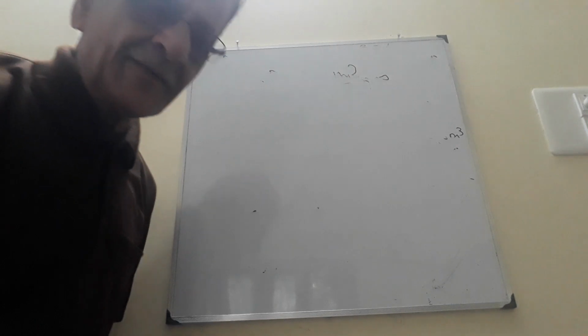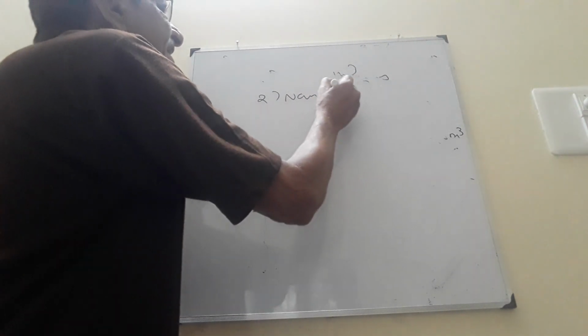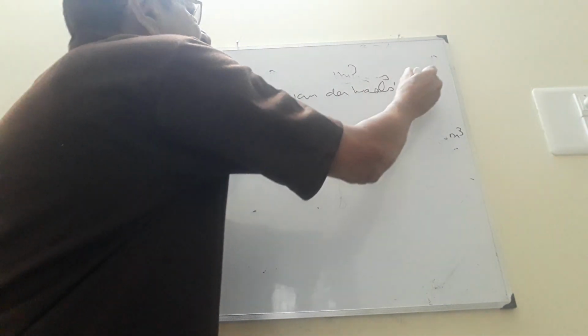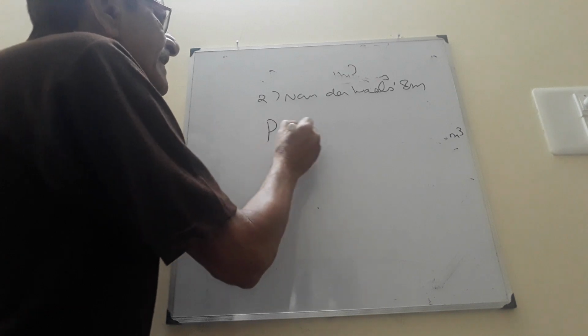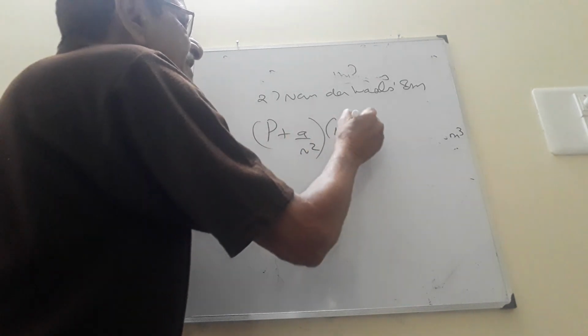Second is the Van der Waals equation. Now this is of the form P plus A by V squared into V minus B equal to RT.